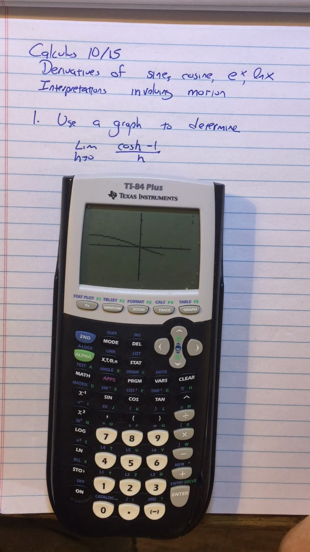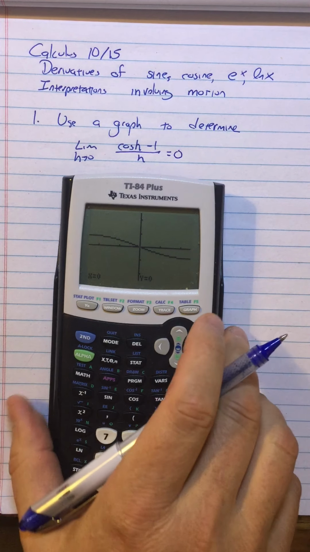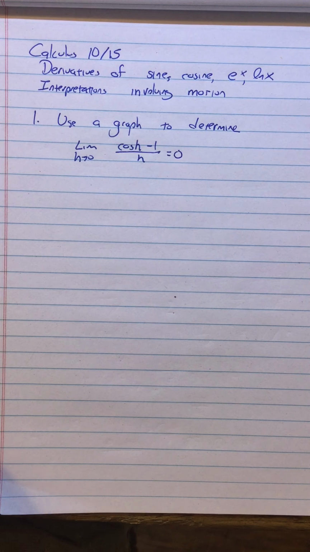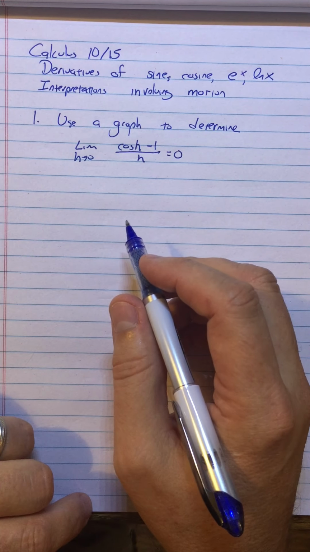It's passing through the origin, but we know that this graph actually has a hole at 0, 0, but you can clearly see that the limit is what? It's 0, yep. Now, looking at the graph does not prove that the limit is 0, and we're not going to prove the limit is 0. We're just going to take my word for it. Sometimes we do that. Okay.